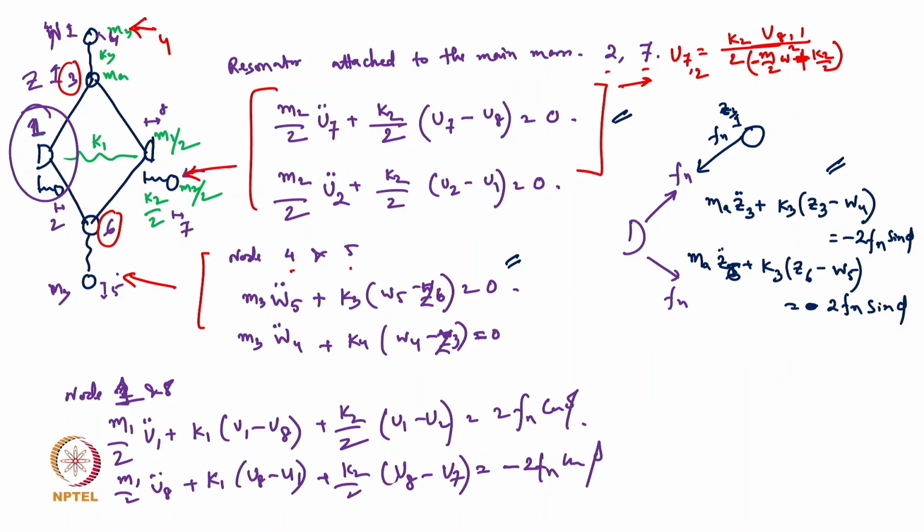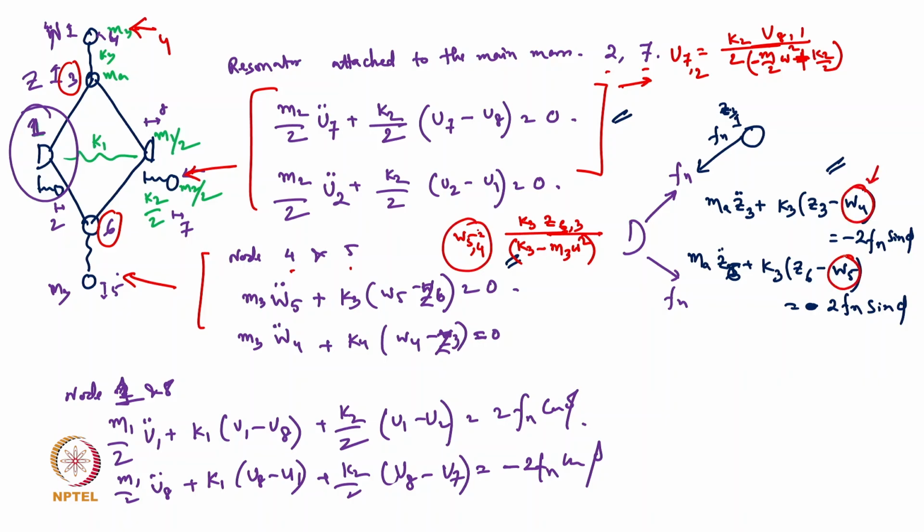Now from here we can easily write w5 as k3 into z6 divided by k3 minus m3 omega square. So this is 5 comma 4 in terms of 6 comma 3 that we are able to write. So what we can see is that these w4 and w5 can be coming here, w4 or 5.